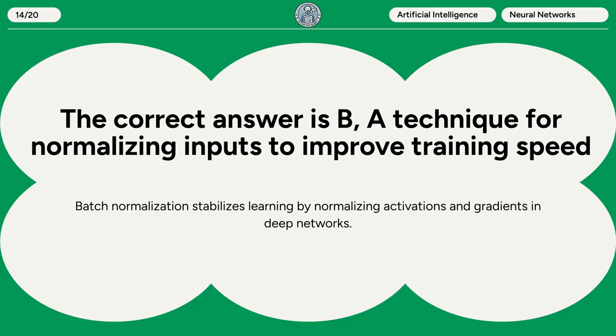The correct answer is B. A technique for normalizing inputs to improve training speed. Batch normalization stabilizes learning by normalizing activations and gradients in deep networks.